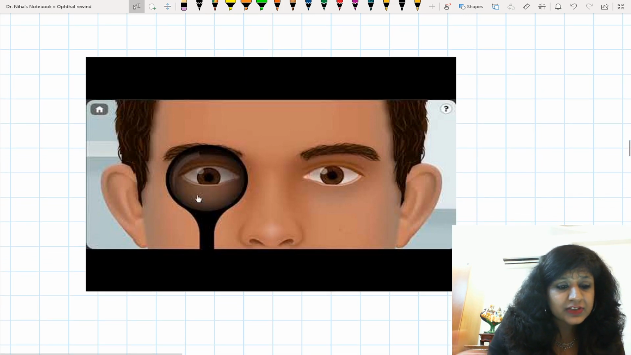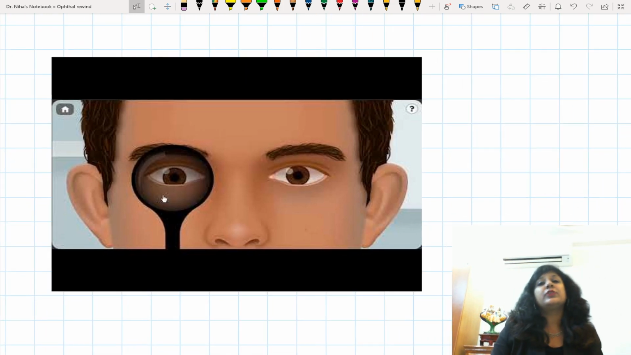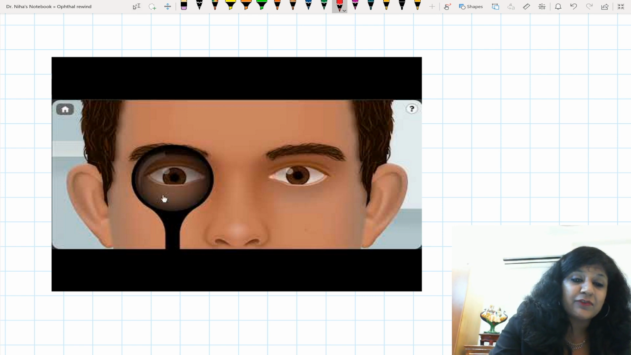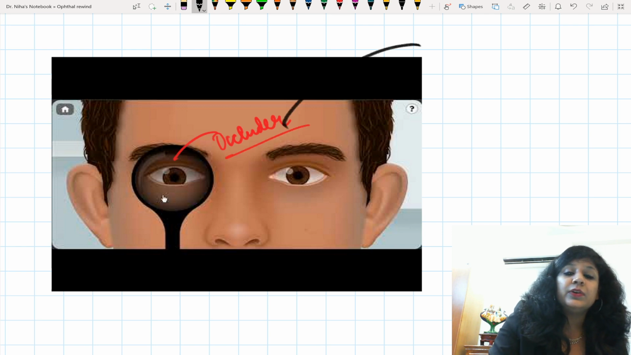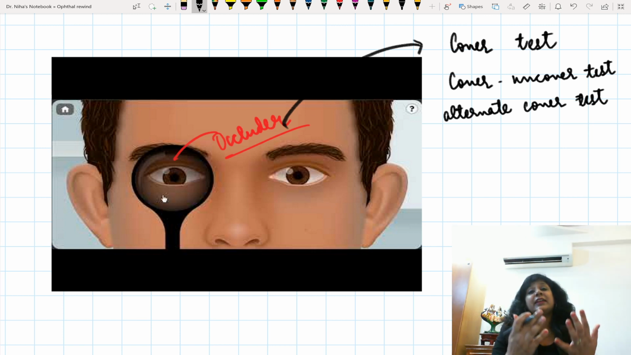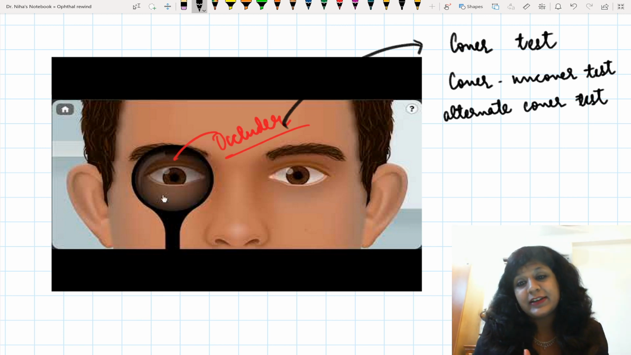Okay. Now see this. Another important question, this also came in NEET 2019, asking what test we can do. Can you see we have covered one eye. This is actually the occluder, and with the help of this occluder we can do the cover test, or the cover uncover test. Then we have the alternate cover test. We can do different kinds of tests. We have the direct cover test, the cover uncover test, and the alternate cover test.